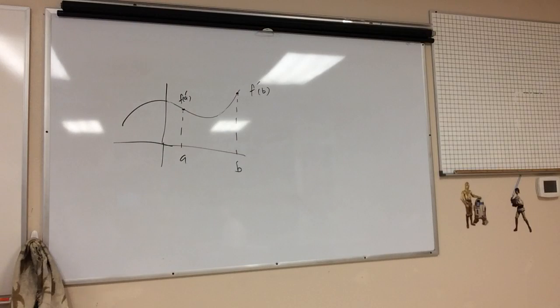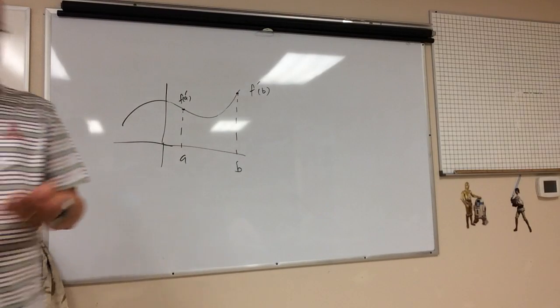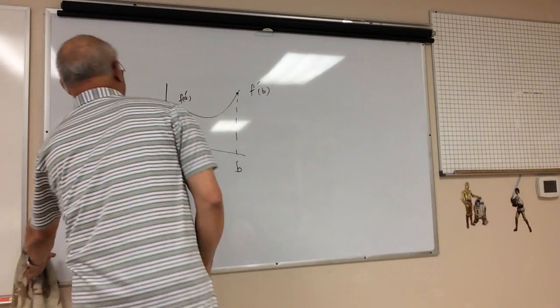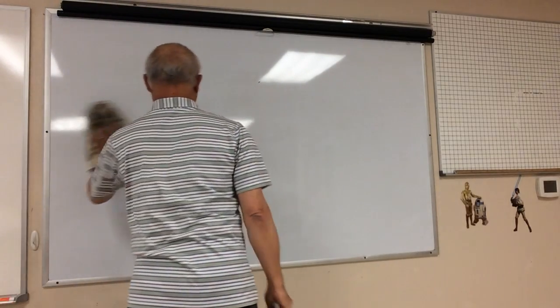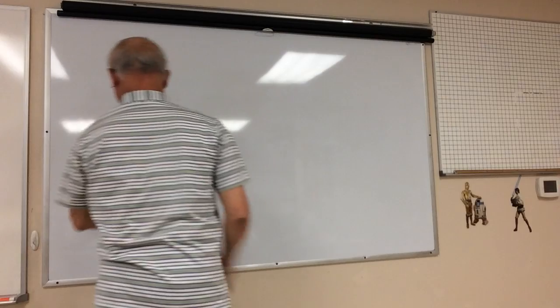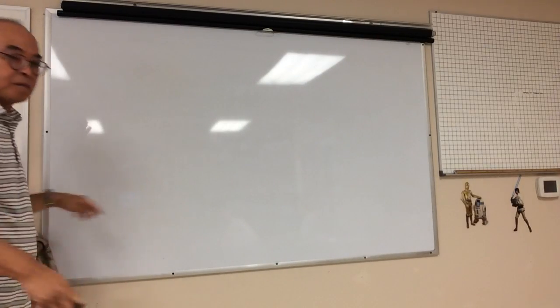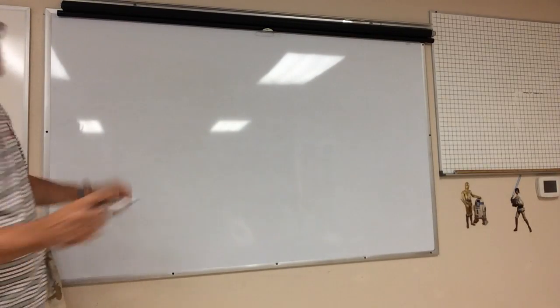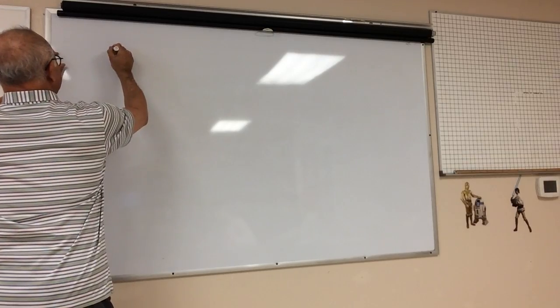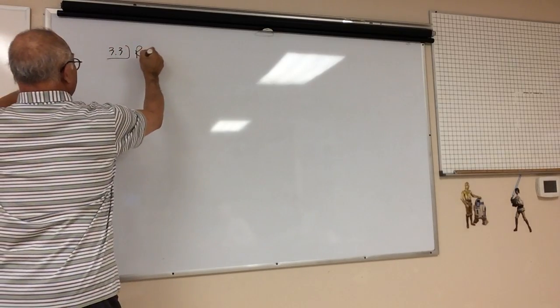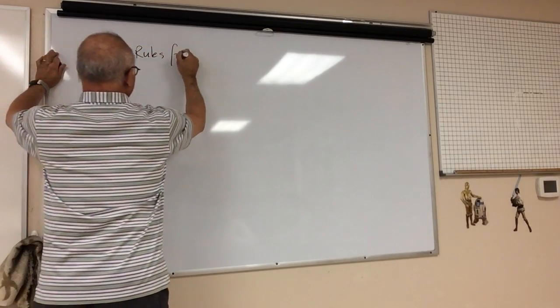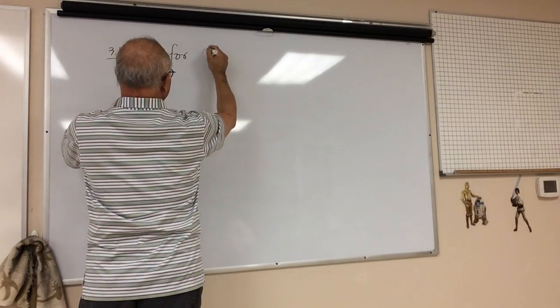Okay. All right. 3.3, rules for differentiation. So this is where the fun begins. Did you say the next chapter? This chapter is called derivatives, and the next section is 3.3, rules for differentiation.